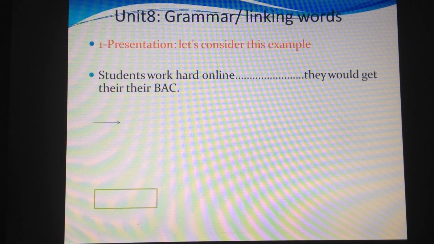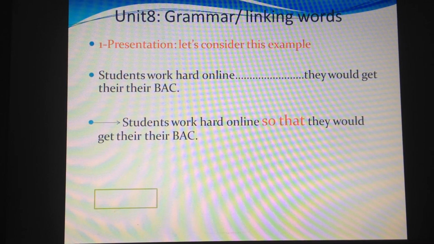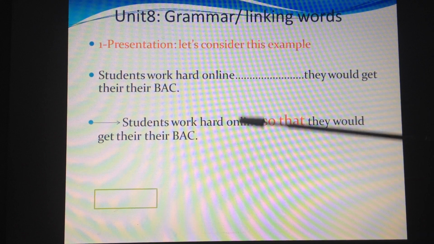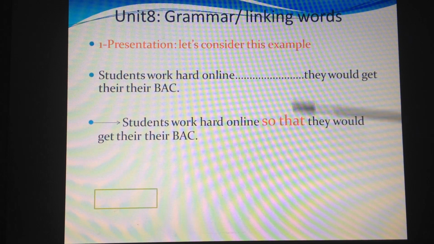Okay, as always, when I ask a question, you can always pause the video. Once you get your answer, resume the video to get the correction. Okay? Yes, that's the correct answer. Students work hard online so that they would get their baccalaureate. Okay? So first of all, this is the correct connector.